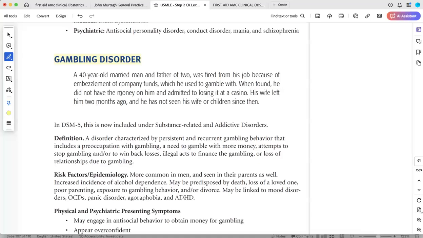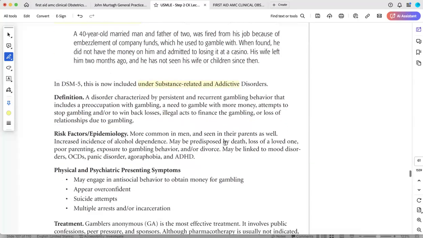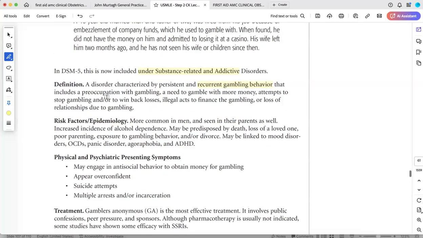Next, gambling disorder. DSM-5 puts gambling disorder under substance abuse or addictive disorder, so it's no longer part of impulse control disorders in DSM-5. A patient with gambling disorder has persistent, recurrent gambling, and if they don't gamble, they feel anxious and eventually have lots of problems. This includes preoccupation with gambling, a need to gamble with more money, and attempts to stop gambling and then going back again.